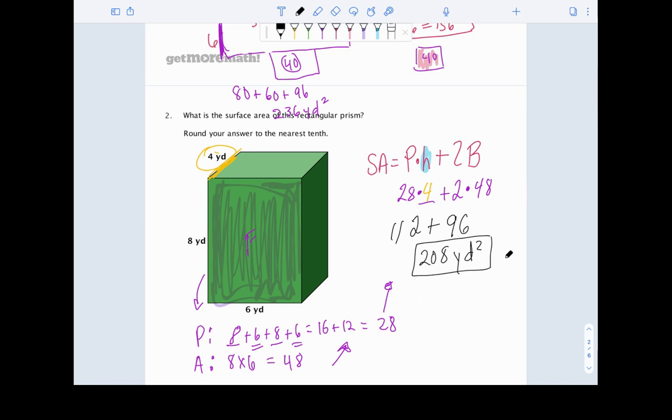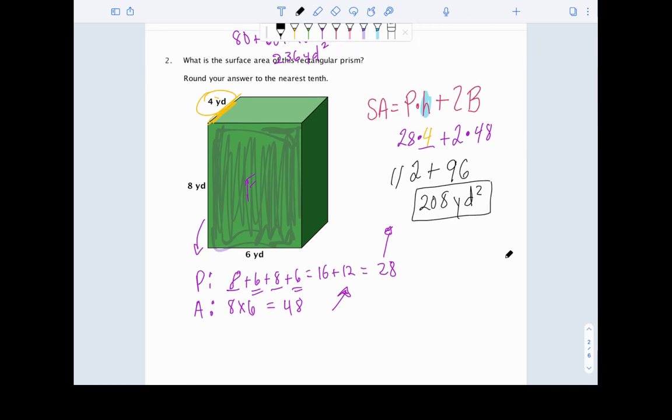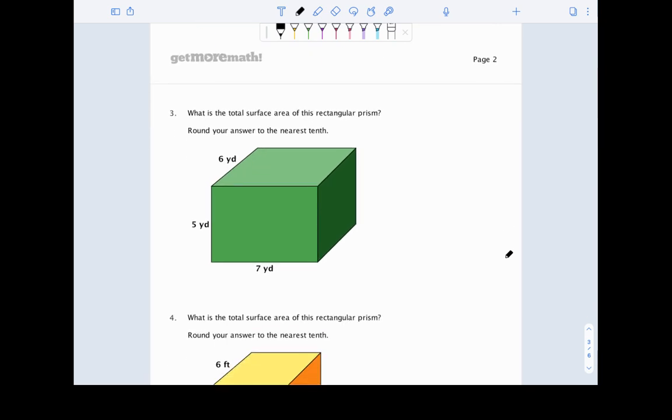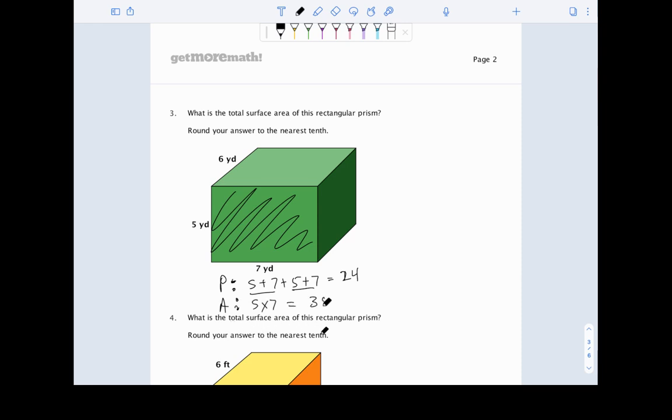So it kind of picks up. Now, I'm showing a lot of work. This is the work I'd expect to see on a test. All right, so this here is my base. So perimeter equals 5 plus 7 plus 5 plus 7. Some people say, okay, 5 plus 7 is 12, and I've got that twice, so that's going to be 24. Area is going to be 5 times 7, and that's going to be 35.